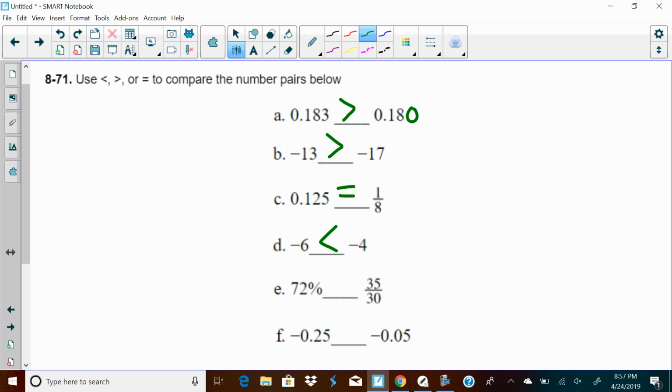This 30 goes into 35. Oh, excuse me, 35. I have 1 and 5/30, which is bigger than 72%. So it's greater than. And then this one, I'm actually comparing -0.25 to -0.05. So it's actually less than, because the smaller the number, the bigger it is when it's negative.